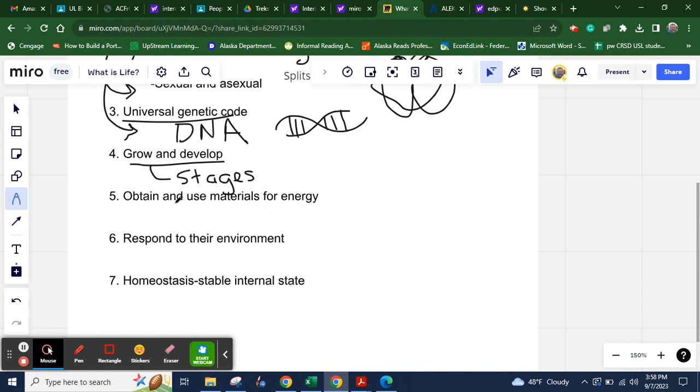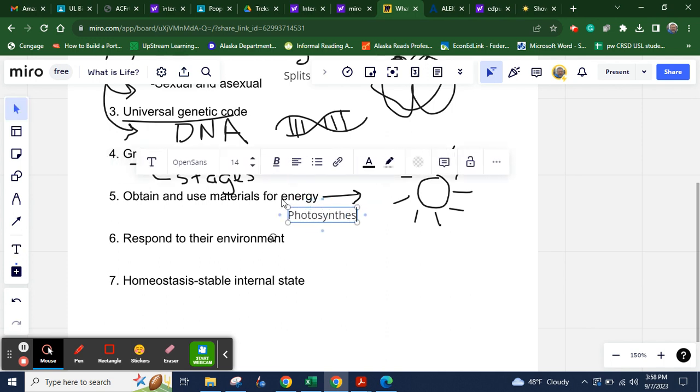And then we can also obtain and use energy or materials for energy. So that means if we need to walk across the room, we need energy to do that. If we want to run a race, we need energy to do that. If we just want to do anything, right, we need energy. But where do we get the energy from? Well, really, all energy comes from one place. It comes from the sun. And you might say, how does that work, right? Well, there's a word everybody should know: photosynthesis.